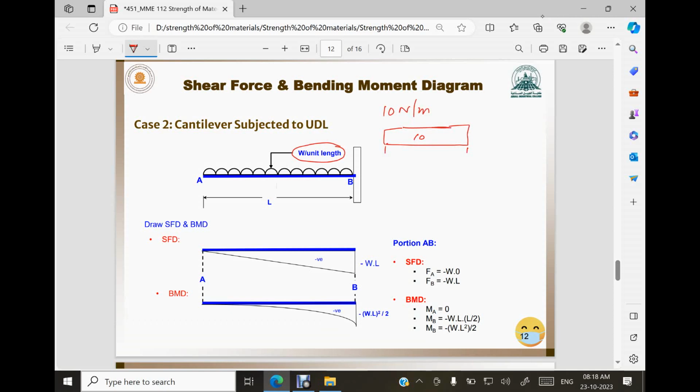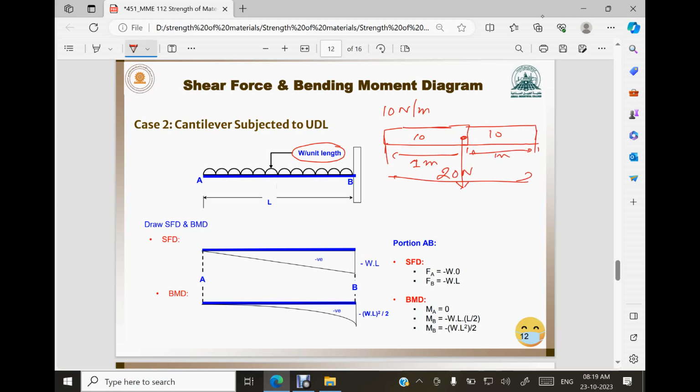What is this distance? This distance is 1 meter. If I have another 10 newtons over here, this is also, let us say, 1 meter. So what will be the total weight? Total weight will be 20 newtons, is it not? Because you have 2 meters length. Usually we assume the weight to act through the center of gravity, like this. For this 2 meters, 1 meter is the center of gravity.